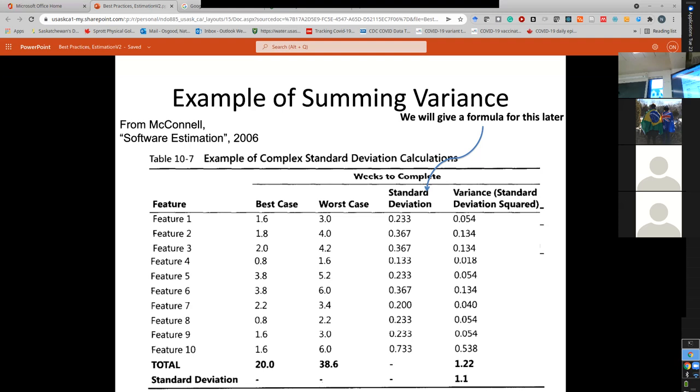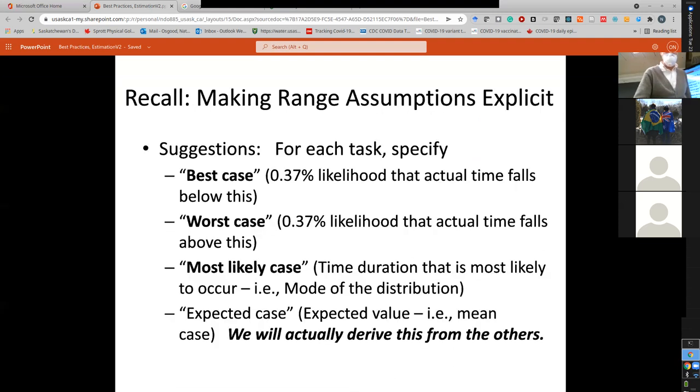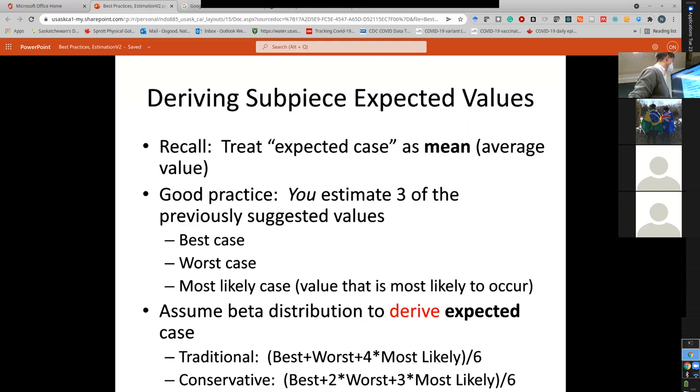Standard deviation is the square root of the variance. So we're going to use this to derive a few things. One is the expected case. Specifying the best, the worst, and the most likely, we're going to derive the expected case. And there's actually a formula we can use to derive the mean, the expected value.